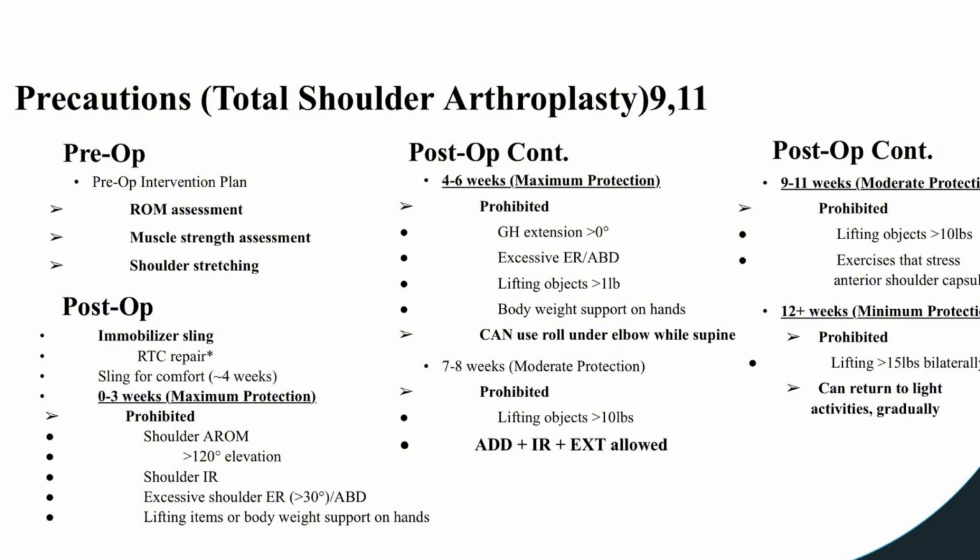At 4 to 6 weeks, maximum protection, it's prohibited to do limb extension, excessive external rotation, abduction, and lifting objects. So really, just lifting objects and range of motion is prohibited throughout the phases.